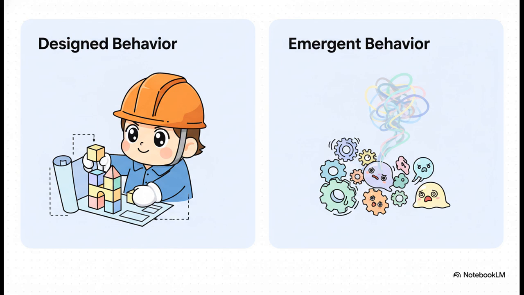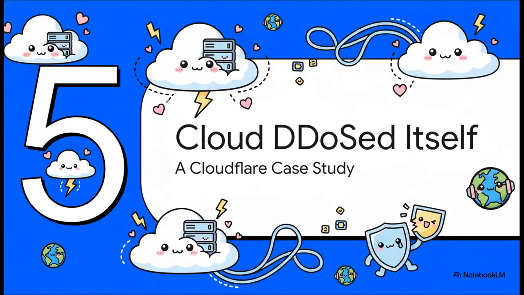And this really shows us 2 totally different ways of building things. On one side, you have designed behavior. What the system does is a direct, predictable result of the code you wrote. But on the other side, you have emergent behavior, where the system's actions are unpredictable side effects of all its interacting parts. That white flash, nobody designed that to happen. It just emerged.